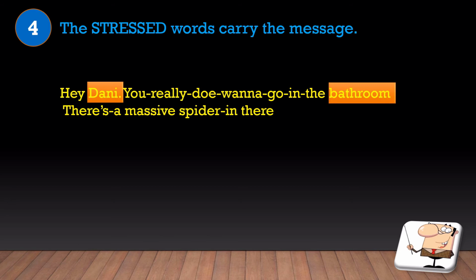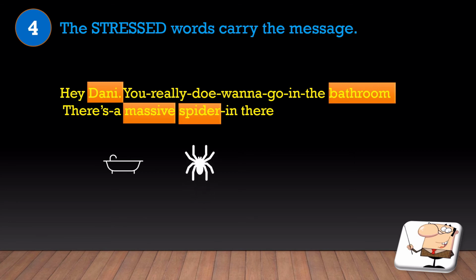And the next word that was stressed was massive. And I said that quite slowly. I put a lot of stress on that word, saying massive is really big. And obviously I stressed the word spider. So the message that Danny would have got was, first of all, in the bathroom there is a spider, and that spider is massive.